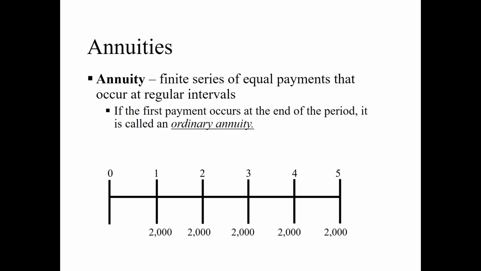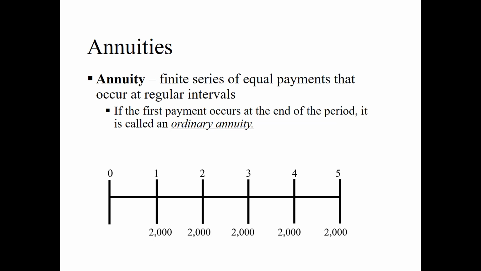In this video, we are going to look at how to calculate the present value of an annuity. An annuity is going to be a finite series of equal payments that occur at regular intervals. Finite means that they occur for some amount of time less than infinity. Equal means that they are all equal, and regular intervals means that they occur with some consistent frequency.